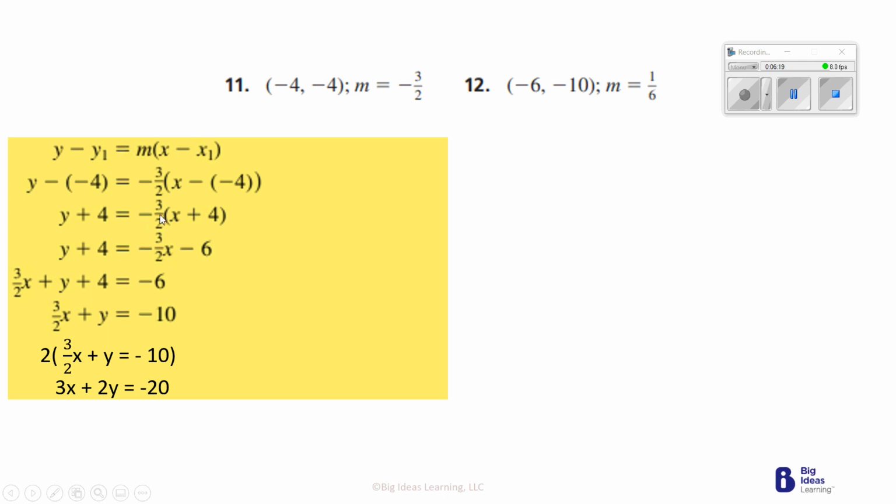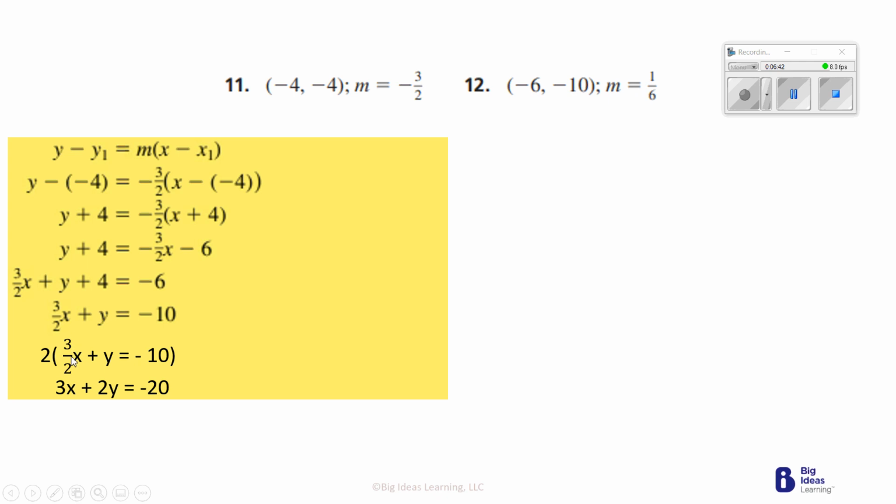-3/2x. And then, 3 times 4 is 12, and 12 divided by 2 is 6. So we have a -6. Now we're going to add 3/2x to both sides. And we're going to subtract 4 from both sides, right? -4, -6 make -10.